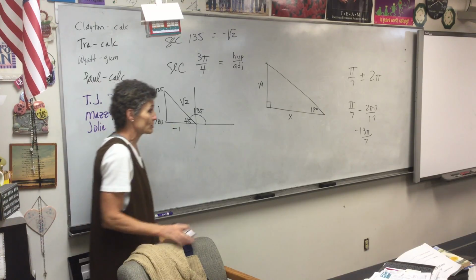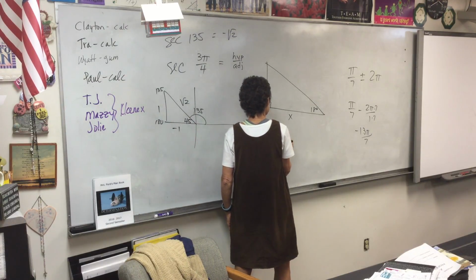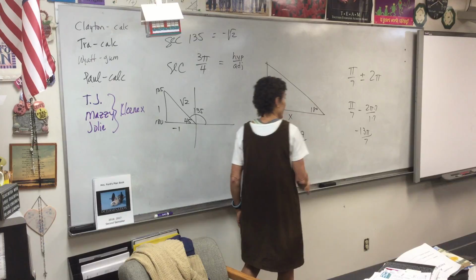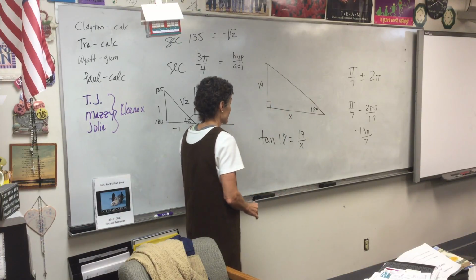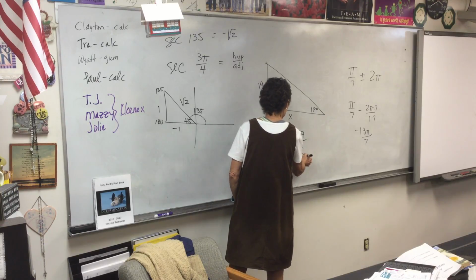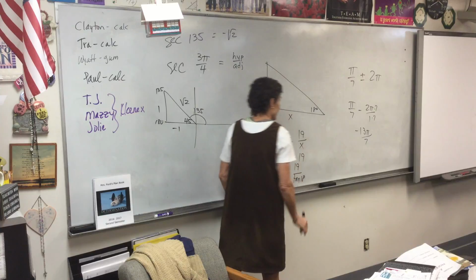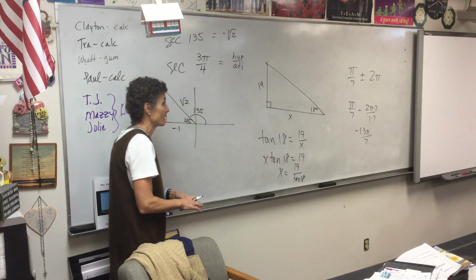What function is that? What trigonometry am I going to use? Tangent. So the tangent of 18 equals 19 over x. My job is to solve for x, so I'll multiply it over and then divide. So x equals 19 divided by tan 18. That's what I would type into my calculator.